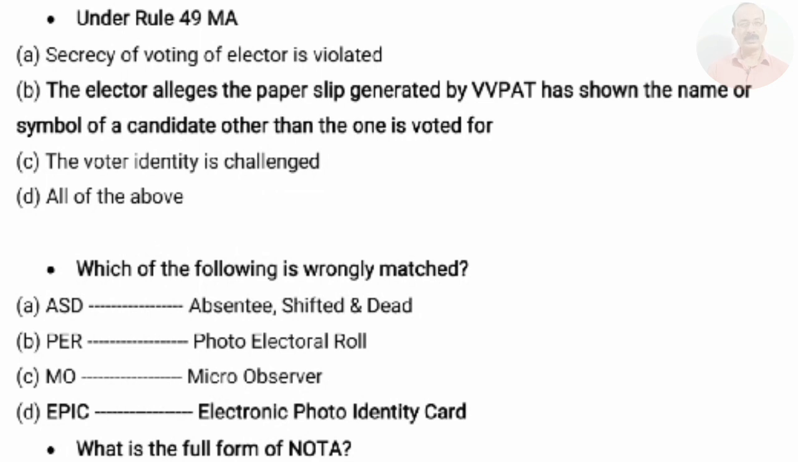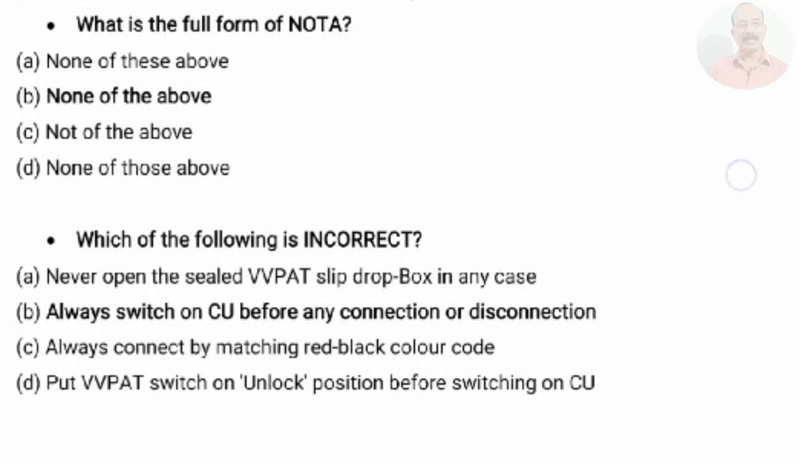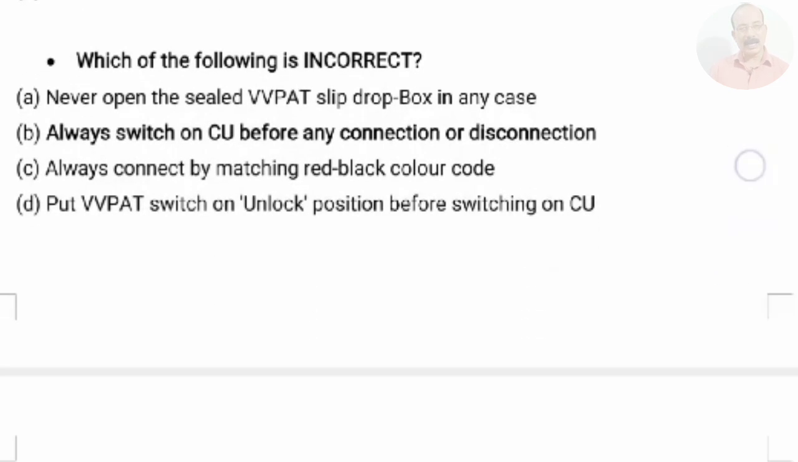Under Rule 49MA, the elector alleges that the paper slip generated by the VVPAT has shown the name or symbol of a candidate other than the one he voted for. Which of the following is wrongly matched? EPIC, Electronic Photo Identity Card. What is the full form of NOTA? Option B, none of the above.